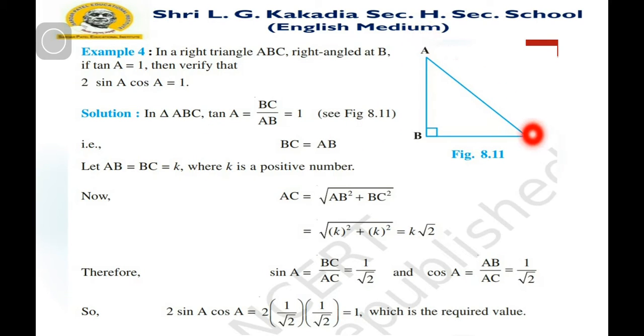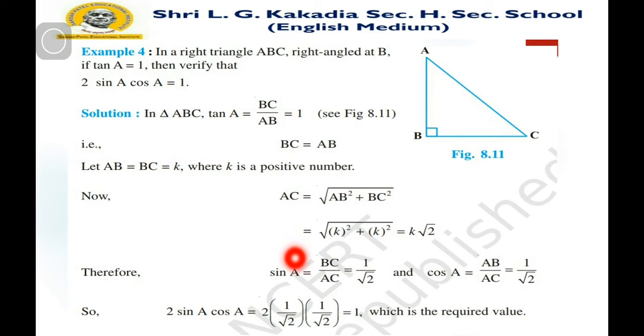If we want to find the hypotenuse AC, then we use the Pythagoras theorem, that is AC square is equal to AB square plus BC square. That means AC is equal to the square root of AB square plus BC square, that is the square root of K square plus K square, which is equal to the square root of 2K square, which is K root 2. So the hypotenuse AC is K square root 2.